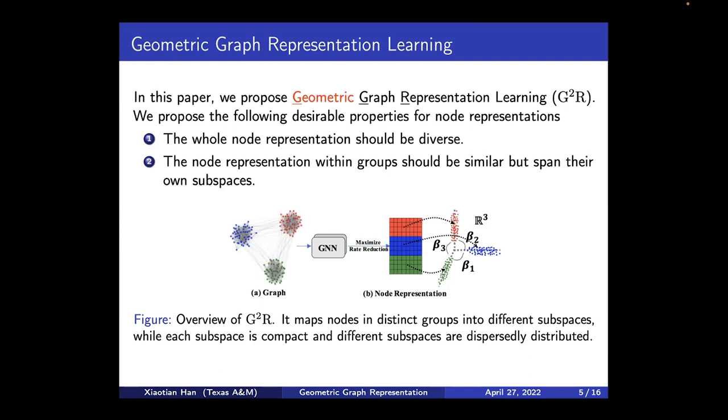The figure shows the basic idea of our method. It maps nodes in different groups to different subspaces. Look at this figure. We have a graph, and we use a graph neural network to transform the graph to node embeddings. And then we design a loss function, which uses the rate reduction technique. This loss function can push the nodes in different groups to different spaces. The different colors in this figure show the nodes in different groups. We can see the red ones will be pushed to the z-axis.